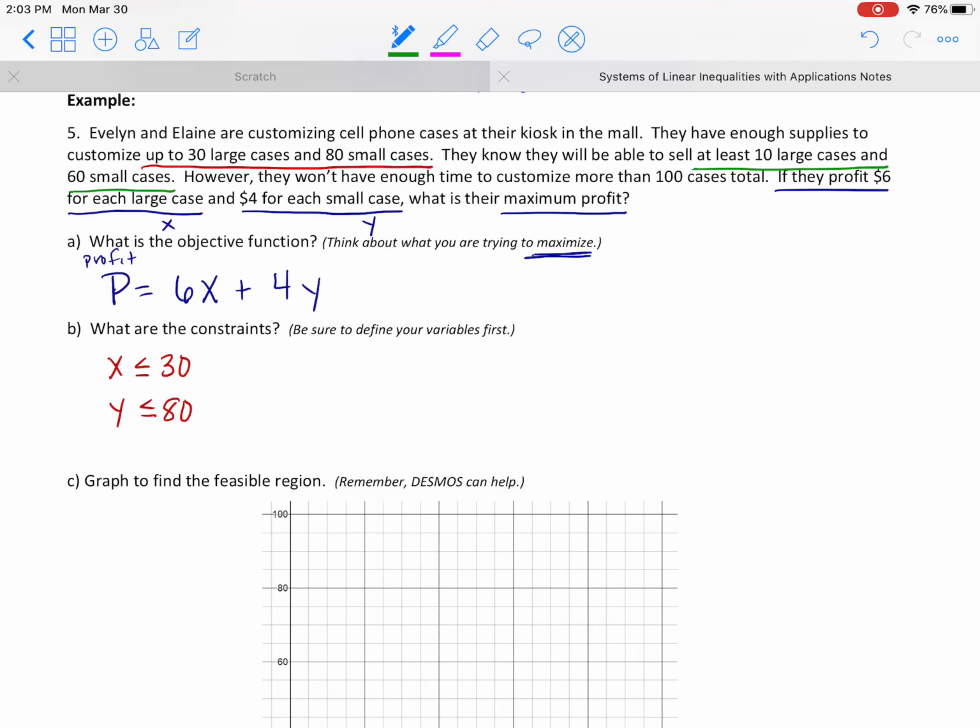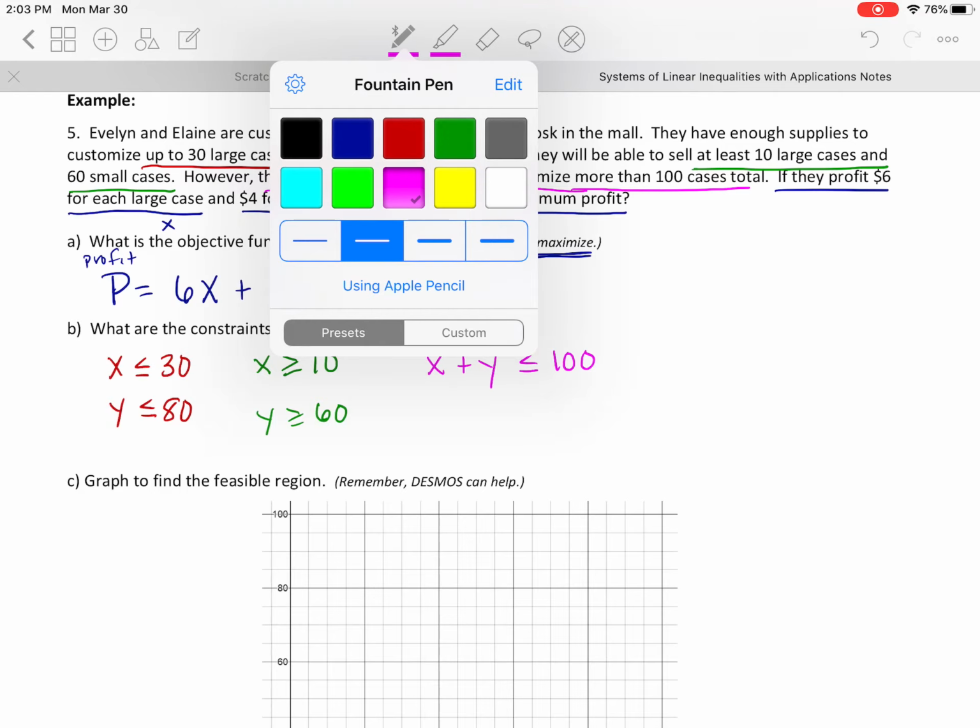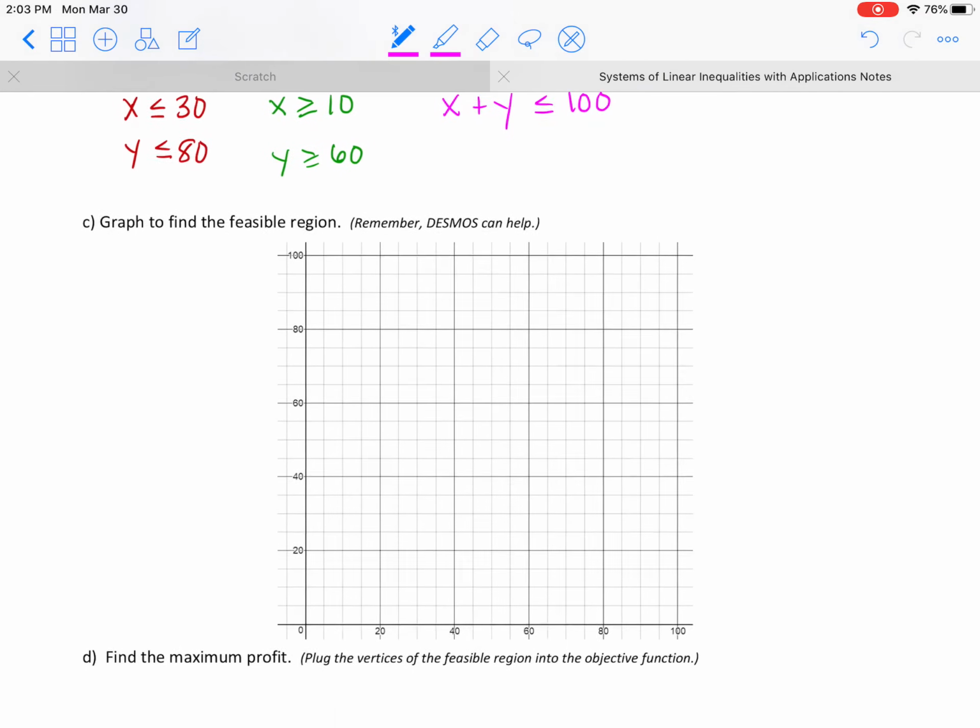And then it says they can sell at least 10 large and 60 small. So the number of larges is at least 10. They're going to sell at least, meaning greater than or equal to 10 larges, and greater than or equal to 60 smalls. Okay? Now, they won't have enough time to customize more than 100 cases. That means the number of smalls and larges all together has to be less than or equal to 100. They can make 100 or less cases total.